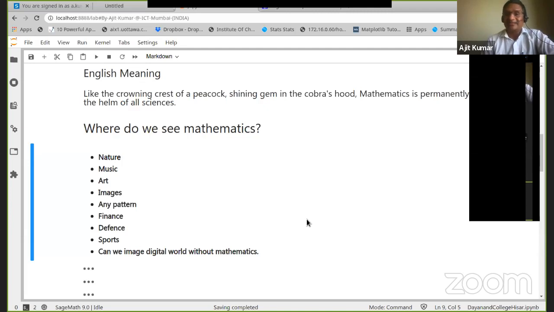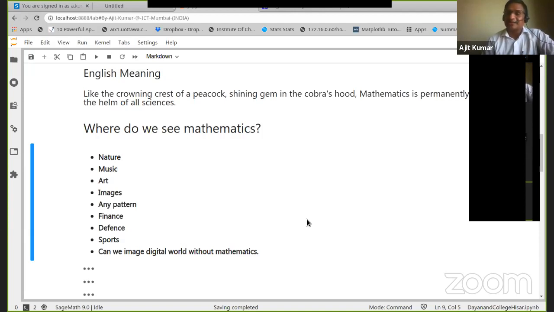Mathematics is there in finance, not just exchange of money, but what happens in the stock market. Everywhere you can find mathematics. In defense, in security. These days all of us are doing online transactions, and we do so quite confidently. We are confident that whatever credit card we are using, it is secure. There is mathematics behind that. In sports, also you see mathematics, right? In fact, in the current world, we cannot even imagine this digital world without mathematics.